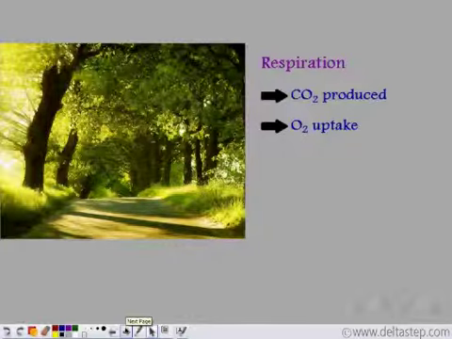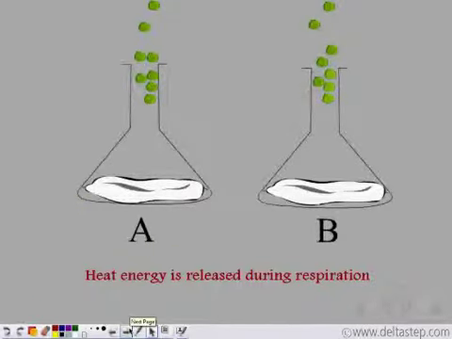So till now, we saw that during respiration, plants utilize oxygen and finally give out carbon dioxide. Next, let us see if heat energy is released during respiration. For that, take two conical flasks, A and B, and put beans. These are heat-killed beans, and these are germinating beans. Now let's start the experiment.